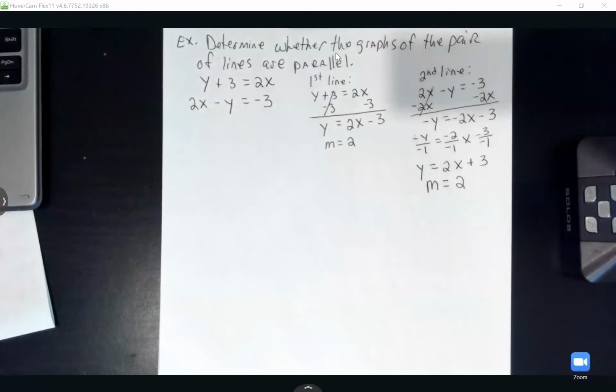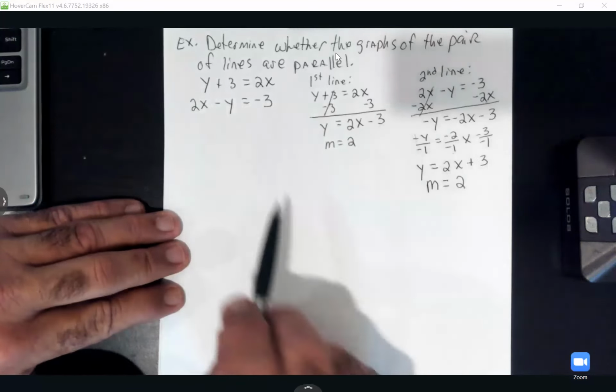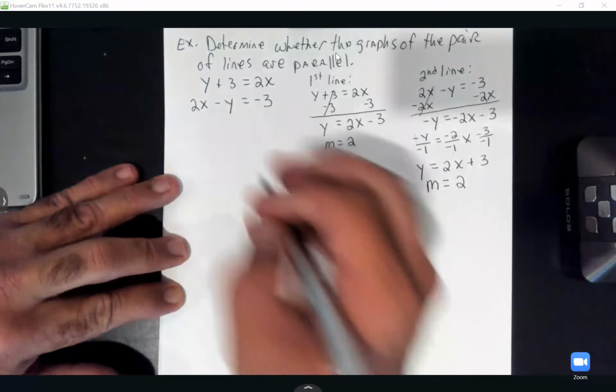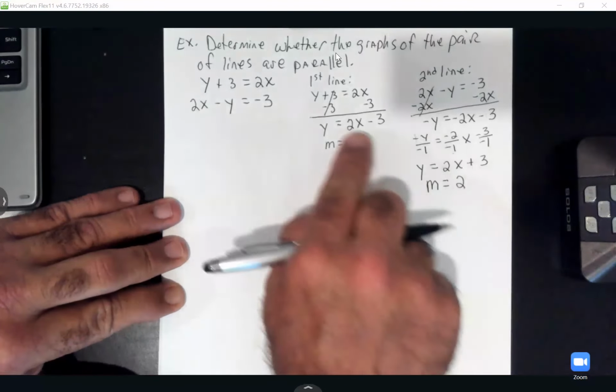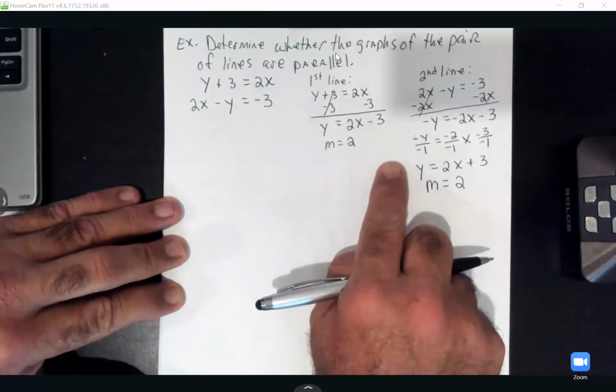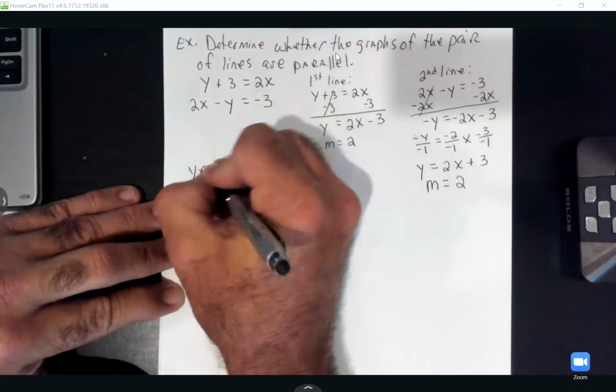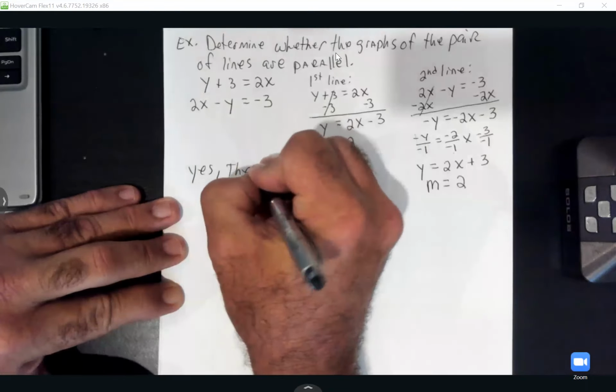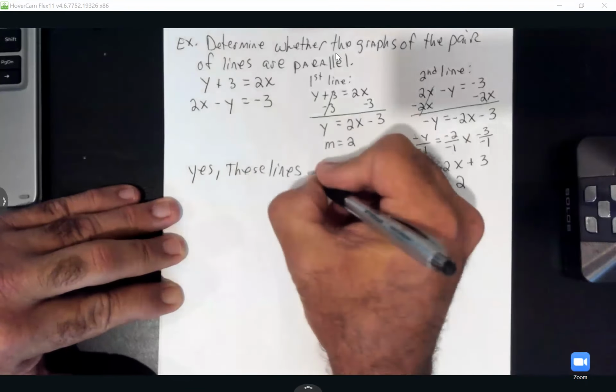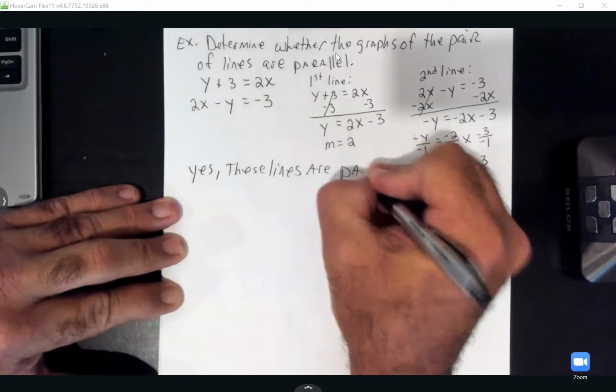So their question was, are these lines parallel? Well, y'all, they got the same exact slope. So since they got the same exact slope, yes, these lines are parallel.